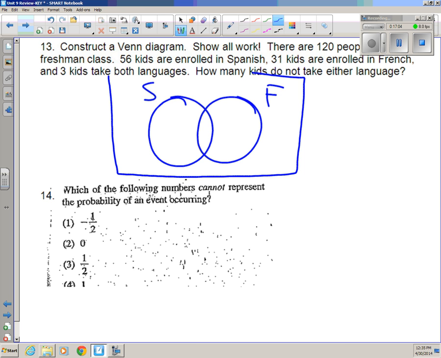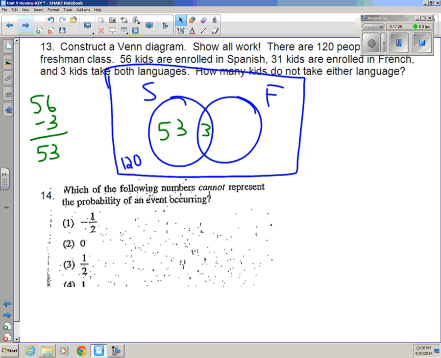The rectangle I'm not as concerned about, but there are 120 kids total. That's like your universal set. We'll work from the inside out. 3 kids take both languages. Well, they want 56 in Spanish. I already have 3 in Spanish, so that means 53 are only Spanish, while 3 are in both. So I've got 53 on that side. My French is 31 kids. Well, I already have put 3 in French, so 31 minus 3 is 28.